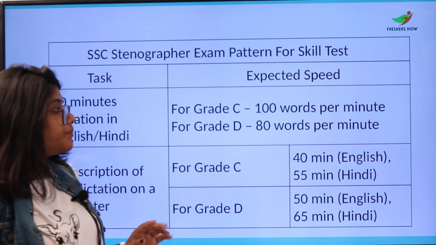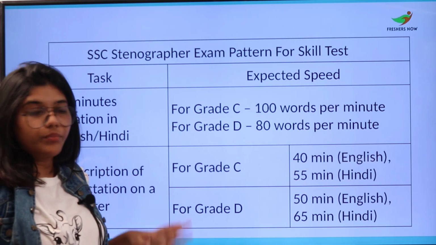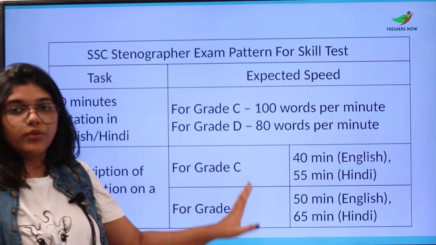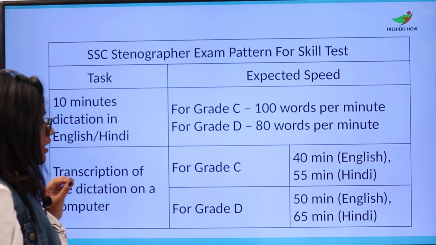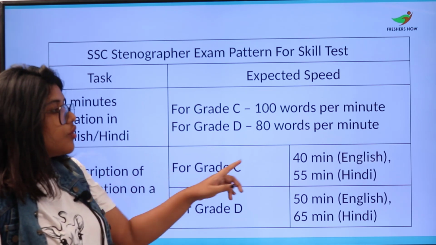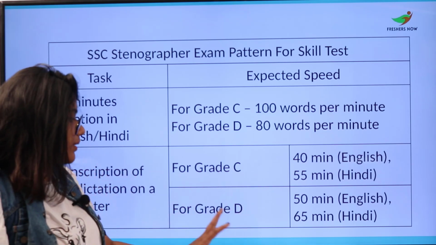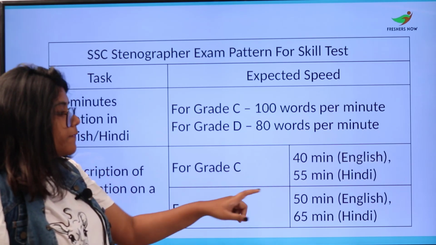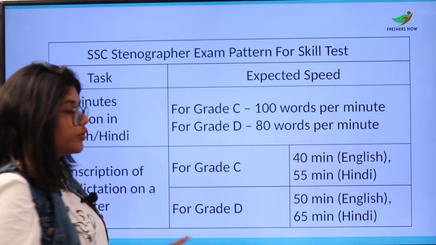For grade C, 100 words will be dictated per minute. For grade D, 80 words will be dictated per minute. And for transcription of the dictation on a computer, for grade C, 40 minutes for English and 55 minutes for Hindi will be given. For grade D, 50 minutes for English and 65 minutes for Hindi will be followed.